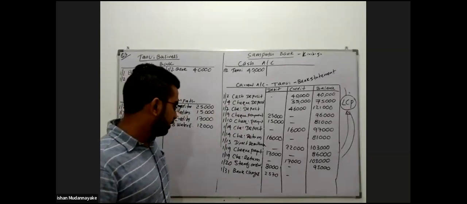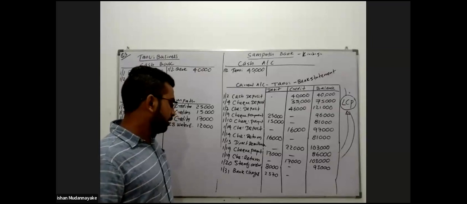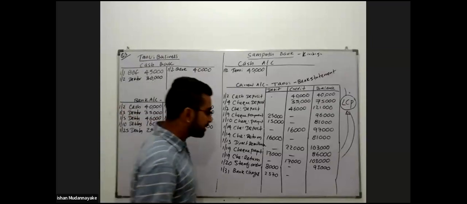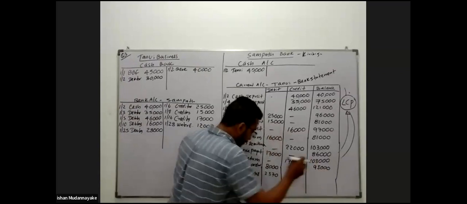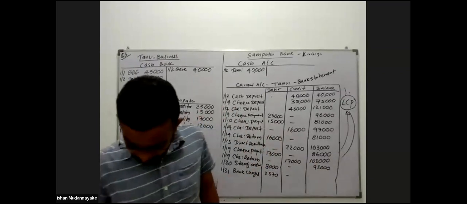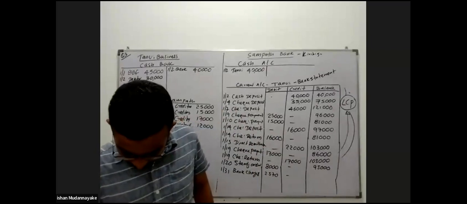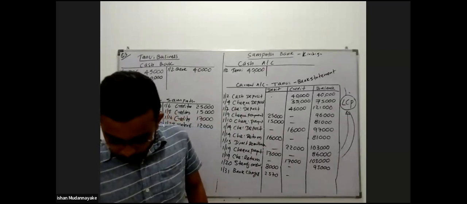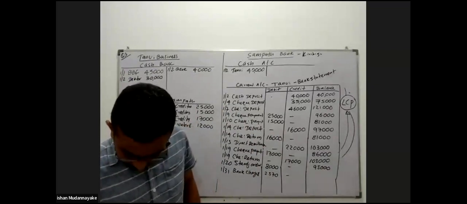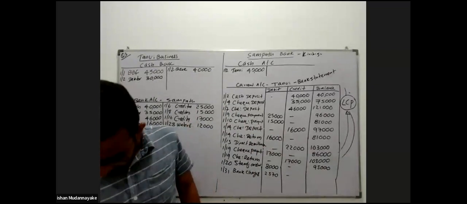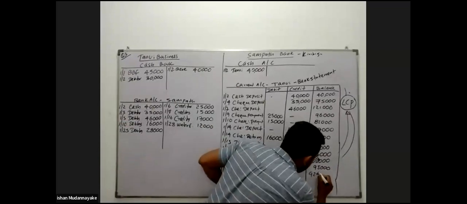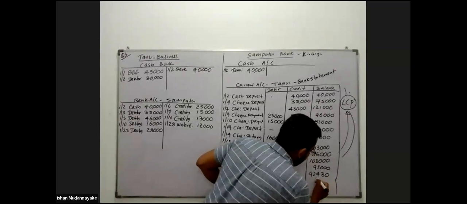They directly debit our account. So then what is the balance? 95,000 minus 2,570. Now how much is the balance? 92,430. Is it correct? Yes, 92,430. Balance available is 92,430.